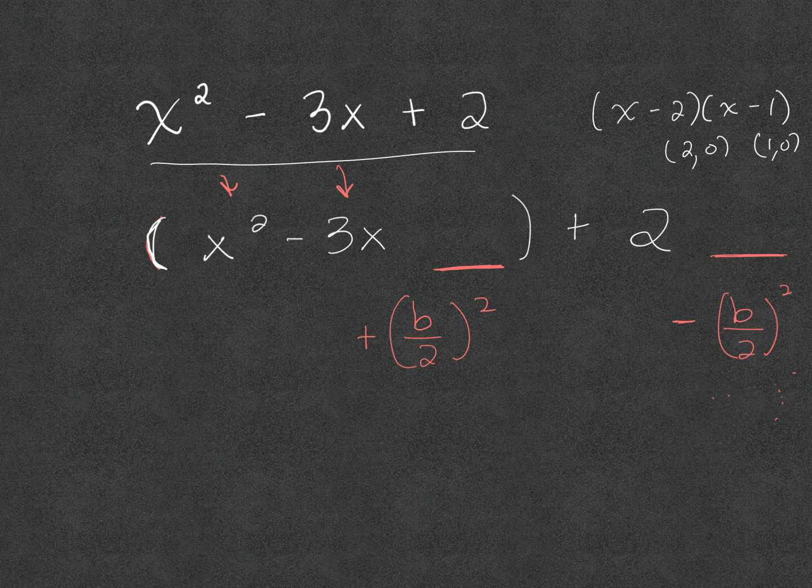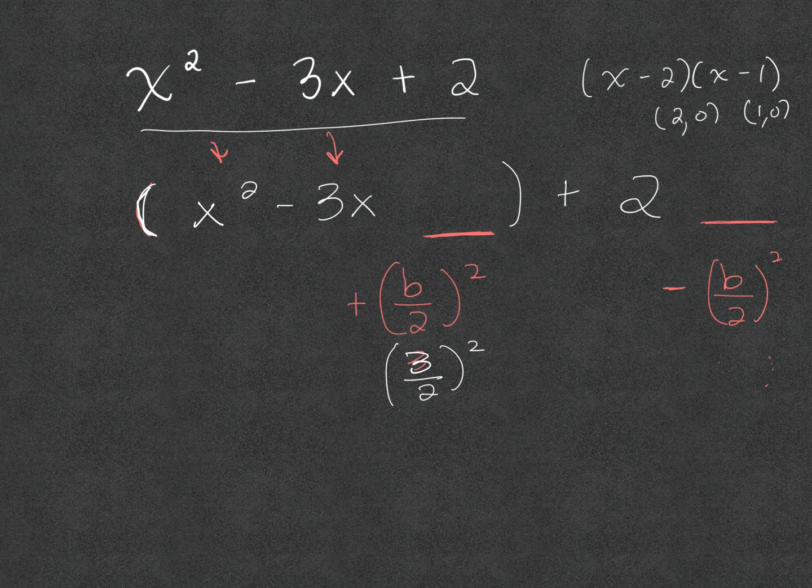Right now, we're going to do negative b over 2 squared on the outside, and inside, positive b over 2 squared. So what does that look like? Well, it looks exactly like this. I'm going to have 3 divided by 2, and I'm going to square it, leaving it positive. I know it's a negative 3. However, it's squared, so it's positive. I'm going to add that here. I'm going to subtract that here.